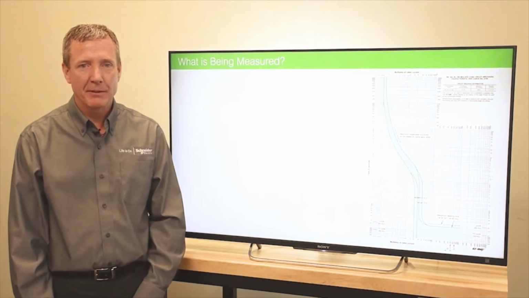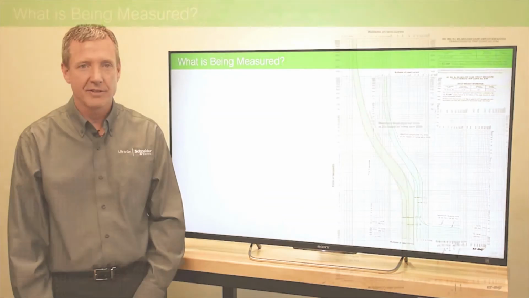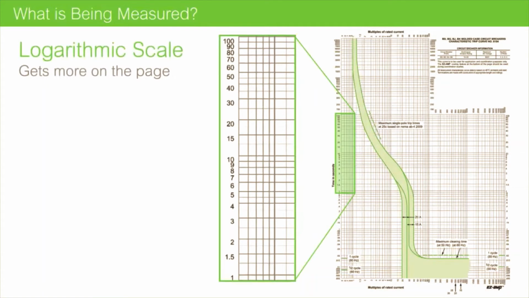Before we look at what is being measured, let's first look how it's being reported on the graphs. Both the vertical and horizontal axes of the time current curves are represented in what is called a logarithmic scale. You'll notice here that as 1 is at the bottom and 10 is halfway up, you would expect the top to have 20. Rather, it is 100. In a manner of speaking, using a logarithmic scale gives us the means to give a report on much greater ranges than we would be able to using a linear scale.